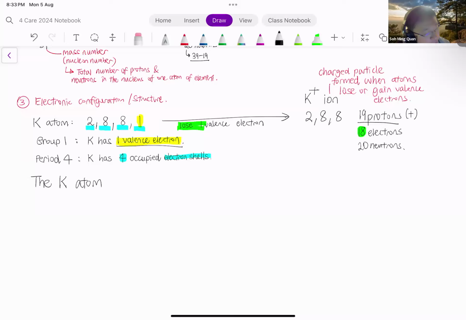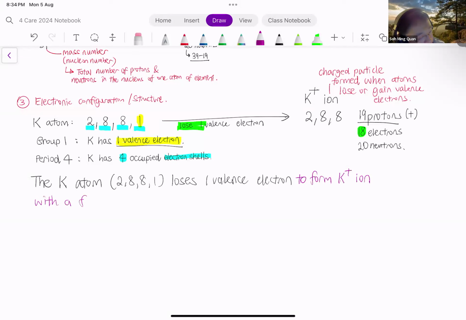The potassium atom, 2,8,1, loses one valence electron. All right, so this is exactly what we said. It loses one valence electron. What's the purpose? It forms the K+ ion with a fully filled outermost electron shell.